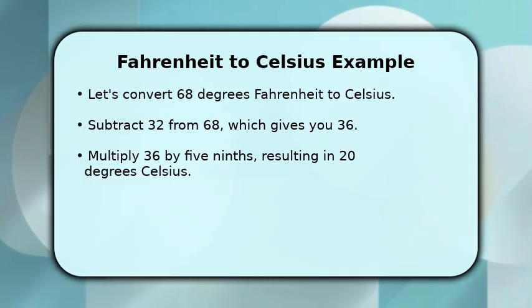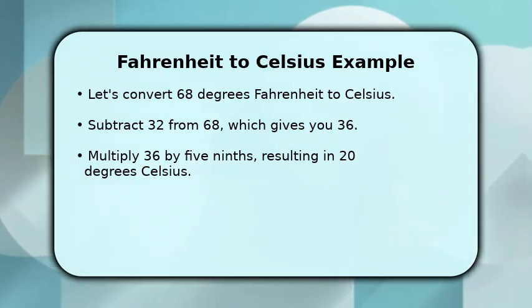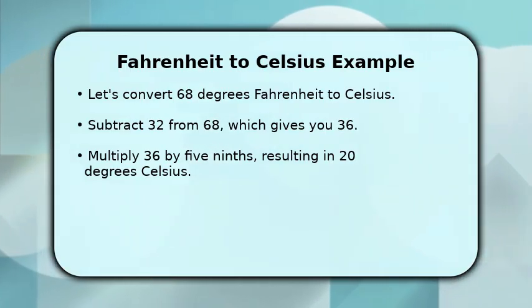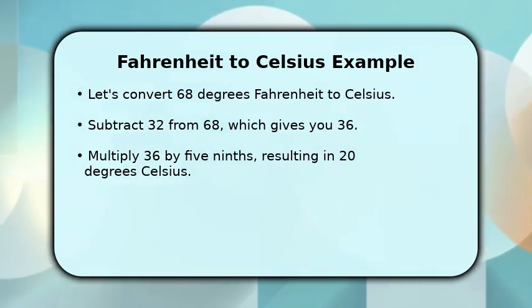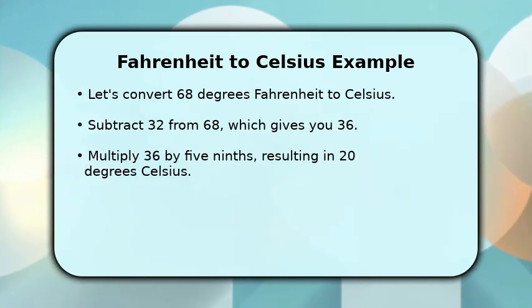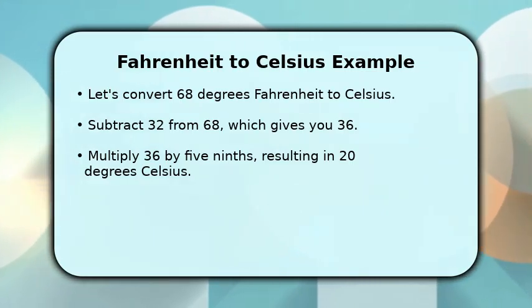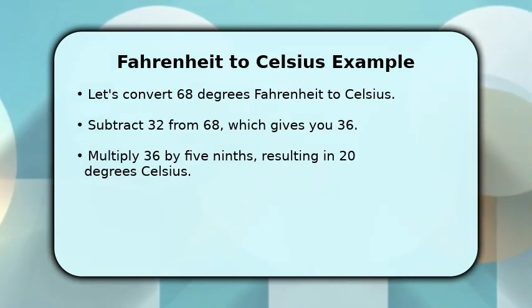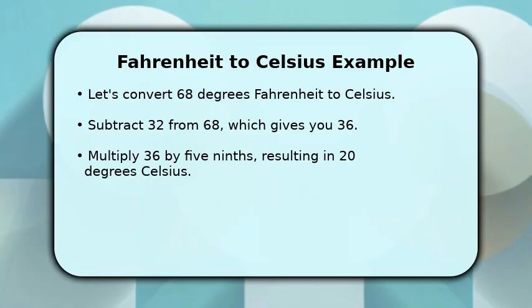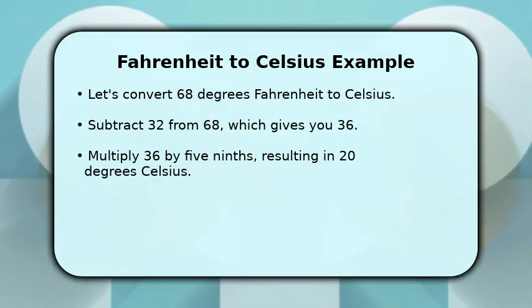Imagine you have a temperature of 68 degrees Fahrenheit. First, we subtract 32 from 68, which leaves us with 36. Now, we take that 36 and multiply it by 5/9. When you do the math, 36 multiplied by 5/9 equals 20. So, 68 degrees Fahrenheit is equivalent to 20 degrees Celsius.